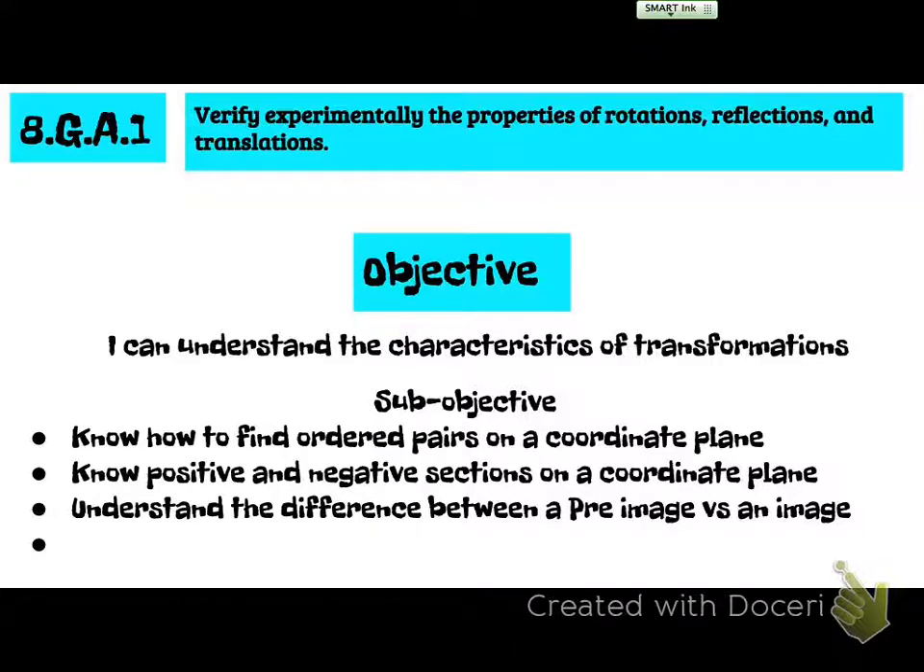So it means we have to go back to being able to read a coordinate plane. We have to find our ordered pairs, so we find our x and then we find our y. We have to know the positive and negative sections on a coordinate plane, what side is positive, what side is negative. And we need to understand the difference between a pre-image versus an image. Then you also need to know what a prime letter means.